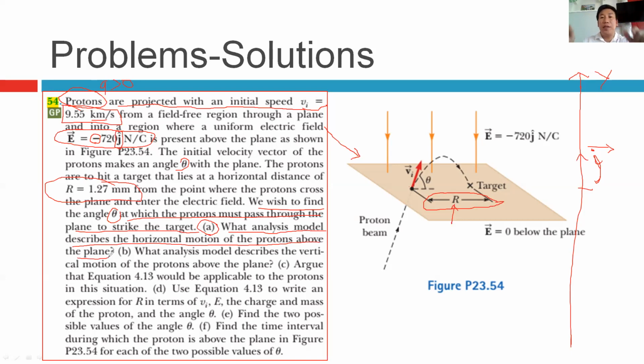The question is very simple. Please remember, if this question is in your final examination, please answer it step by step. Question 8 doesn't ask you to calculate anything. They just want to know which model we could use to analyze the motion of the proton.